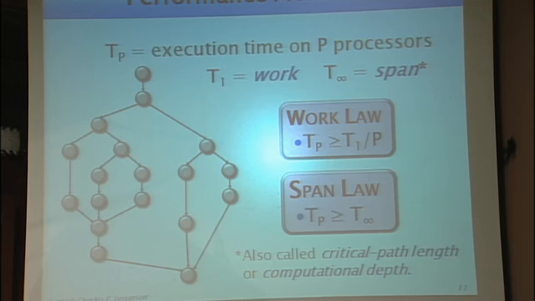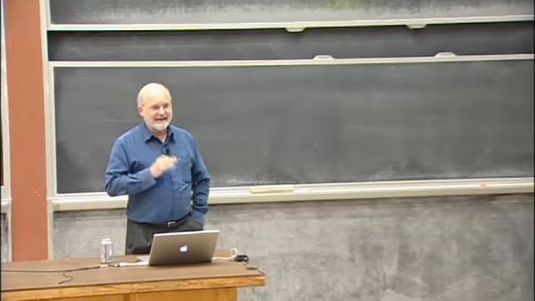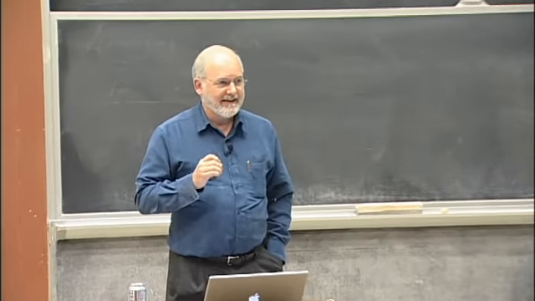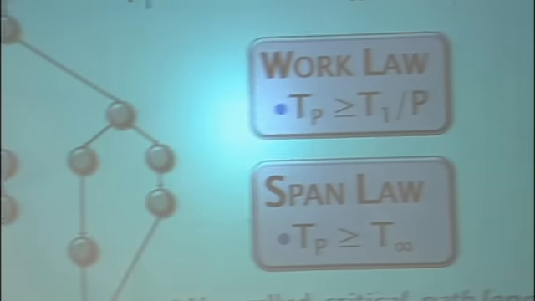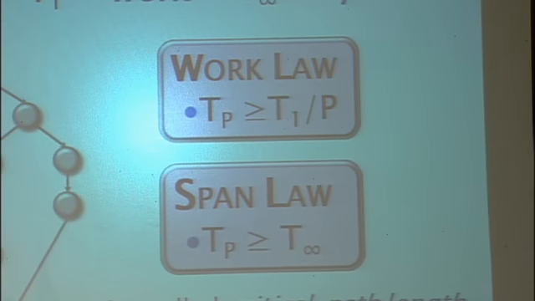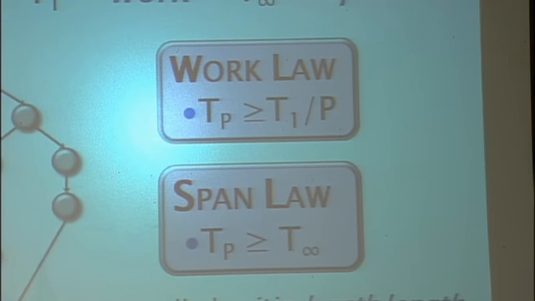There are going to be a couple of formulas in this lecture today that you should write down and play with. These two may seem simple, but these are hugely important formulas. So you should know them. That TP is at least T1 over P, that's the work law, and that TP is at least T infinity. Those are bounds on how fast you could execute. Did I have a question in the back there? No. Okay.